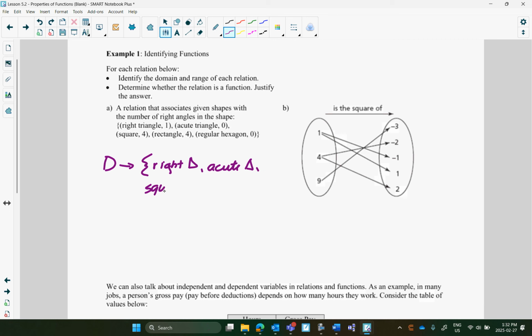Square. Rectangle. And regular X. Just put reg X.